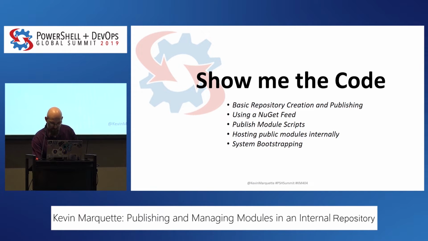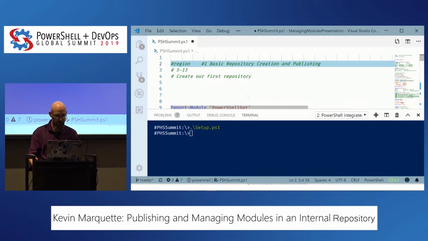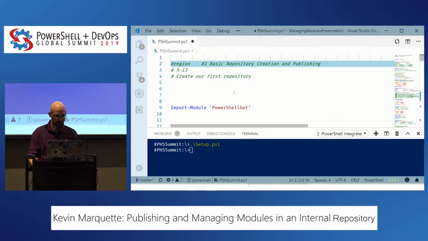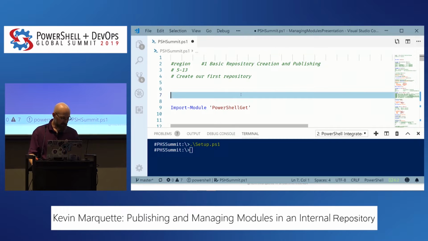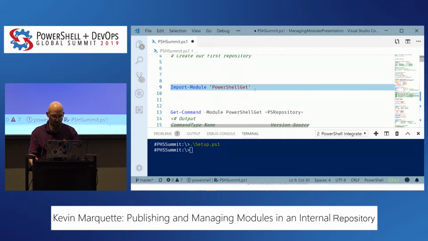So with that, let's pull up some code here. Got our windows just right. I guess everything starts with PowerShellGet. This is the module that has all of the functions and features that we're going to be working with here. So let's go ahead and get that loaded.